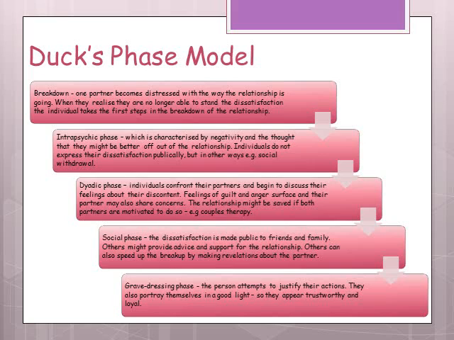Then we go through these 4 phases. So we have the intrapsychic phase, which is characterised by negativity and the thought that they might be better off out of the relationship. However, individuals don't express their dissatisfaction publicly, but in other ways. So social withdrawal. They might not tell their partner yet that they're dissatisfied with the relationship, but there could be non-verbal communication that they aren't happy.